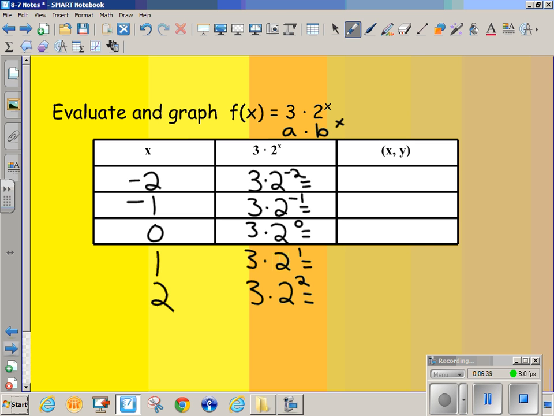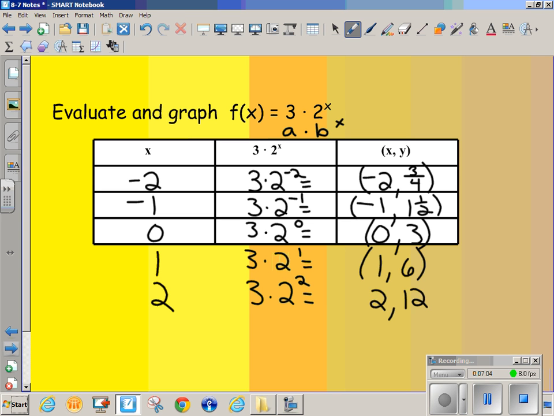Welcome back. So with your evaluations, then you should have ended up with the ordered pair -2, 3/4 here, -1, 1.5 here, 0, 3, 1, 6, and last but not least, 2, 12. How'd you do? I hope well. So those are the ordered pairs for this particular function.